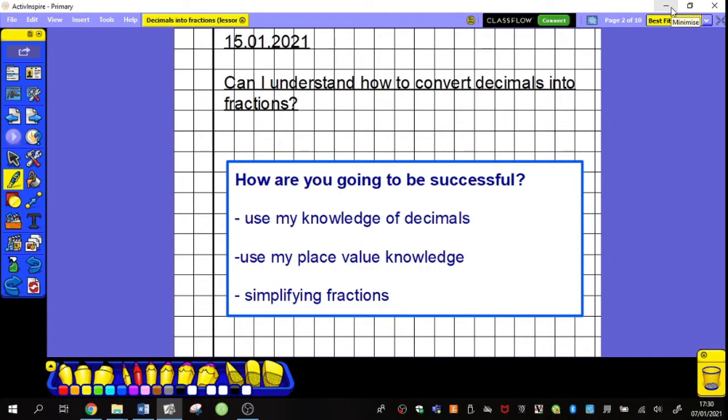Today we're going to be looking at converting decimals into fractions. To be successful, you're going to need to use your knowledge of decimals, use your place value knowledge, especially those columns after the decimal point, and you're going to need to be able to simplify fractions, and within that we're going to be finding common factors.